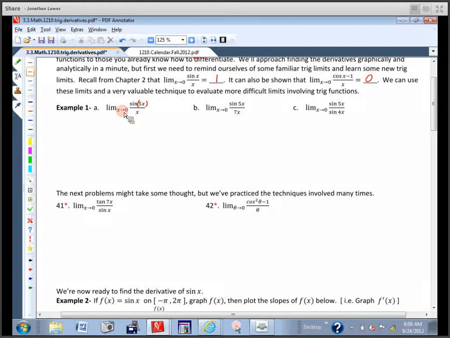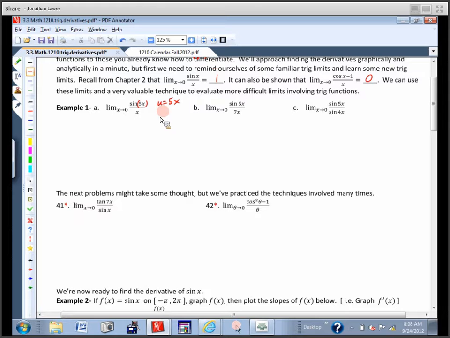Okay, so what we do here is a very valuable technique. It's called a change of variables. And you've actually seen stuff like this before. So here's the idea. I'm going to say u is equal to 5x, because what I need here is I need these two numbers, the angle that I'm taking the sine of and the number that I'm dividing by, I need those to be exactly the same. Like this is an x and that's an x. They've got to be the same in order to use that technique or use this familiar limit like we were talking about here.